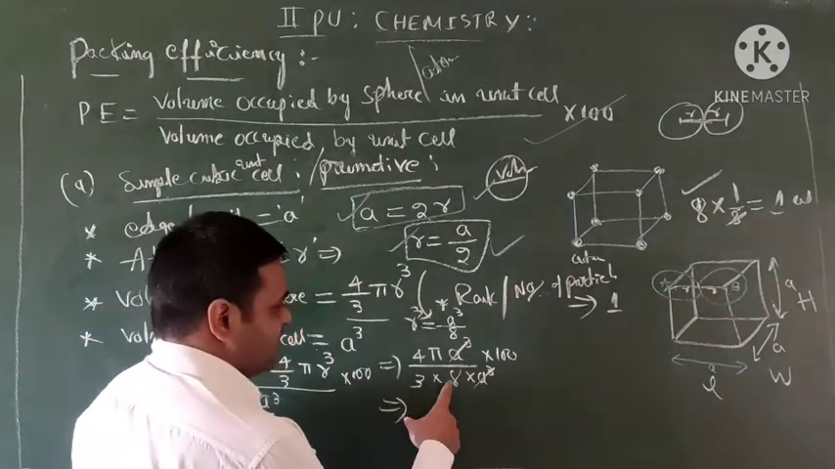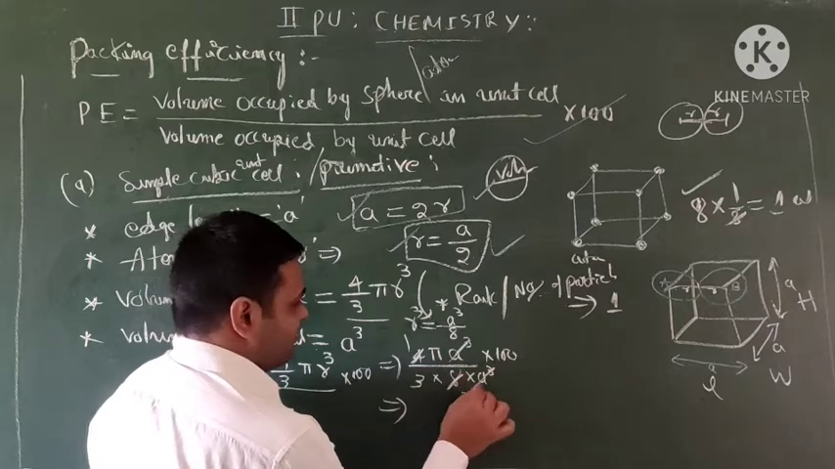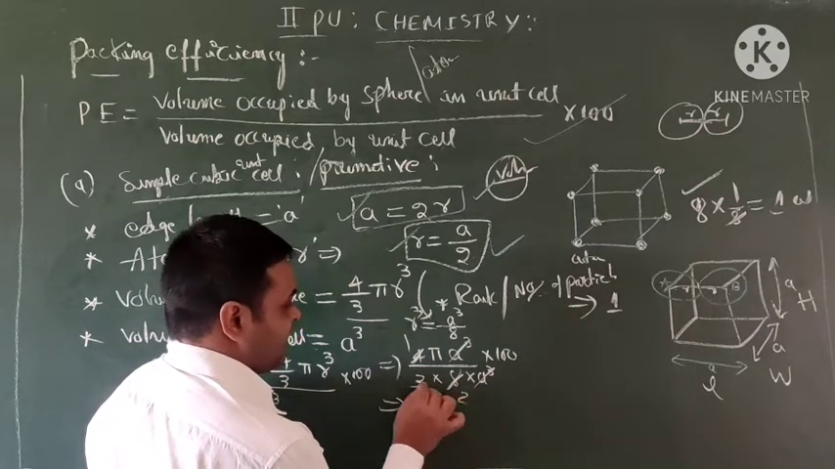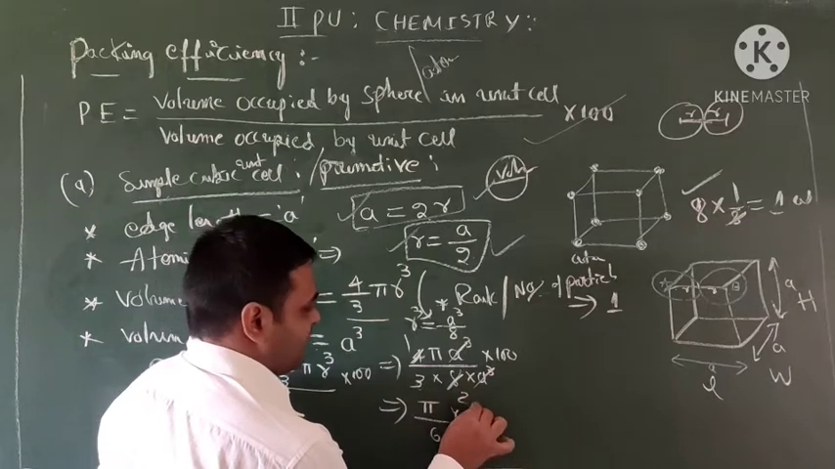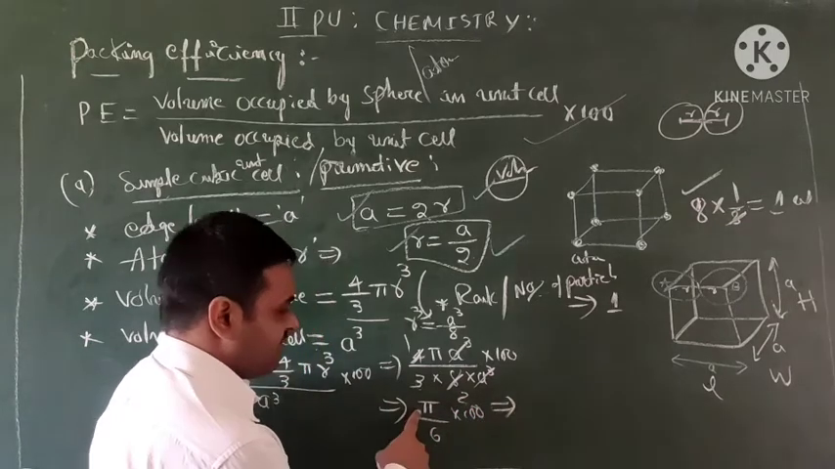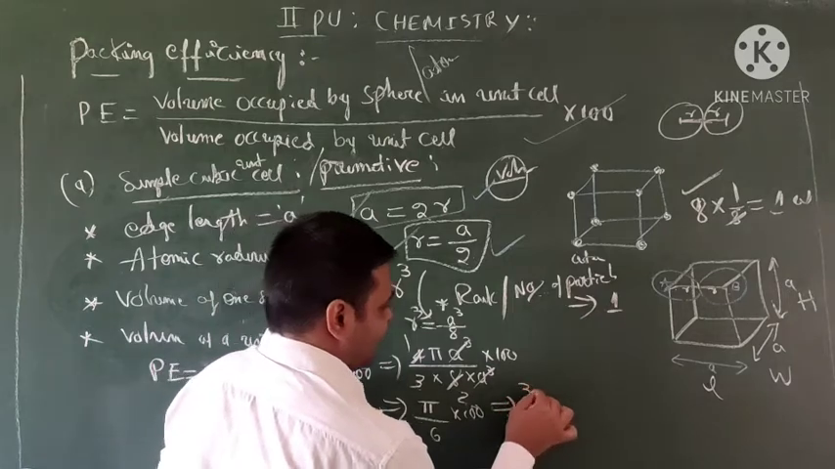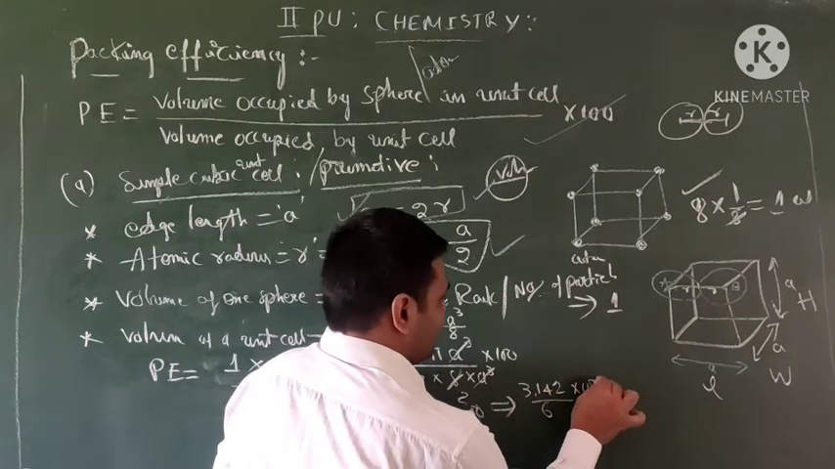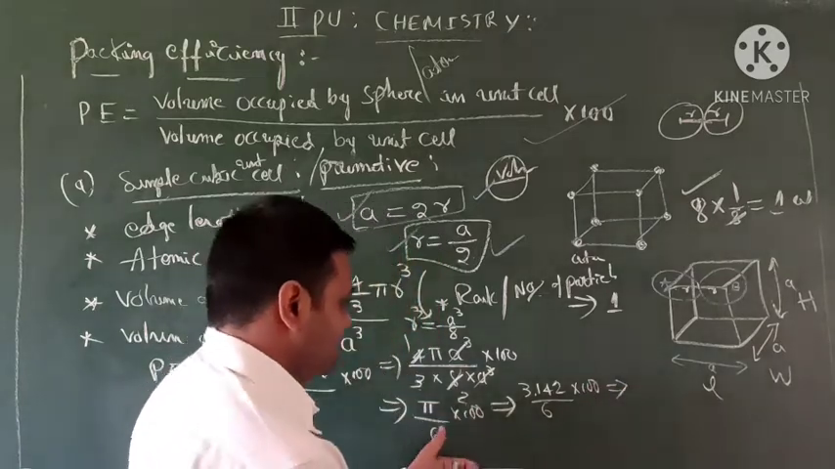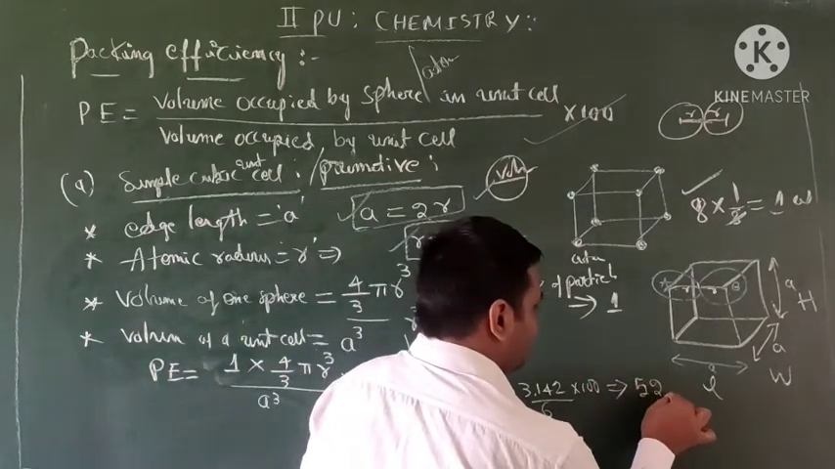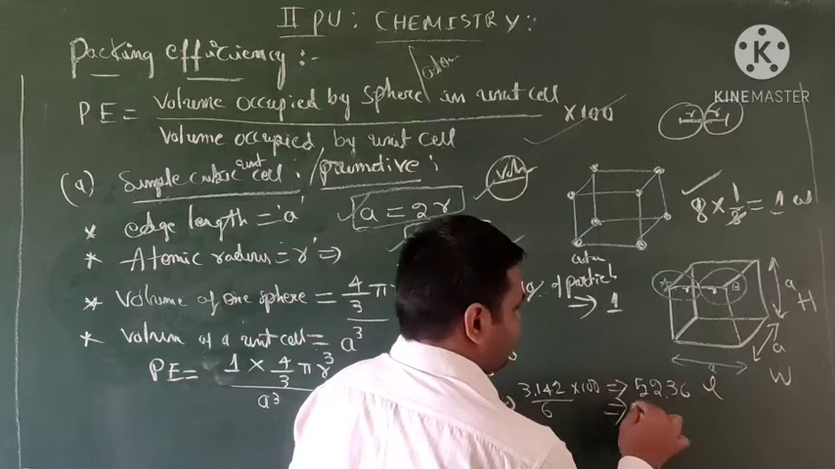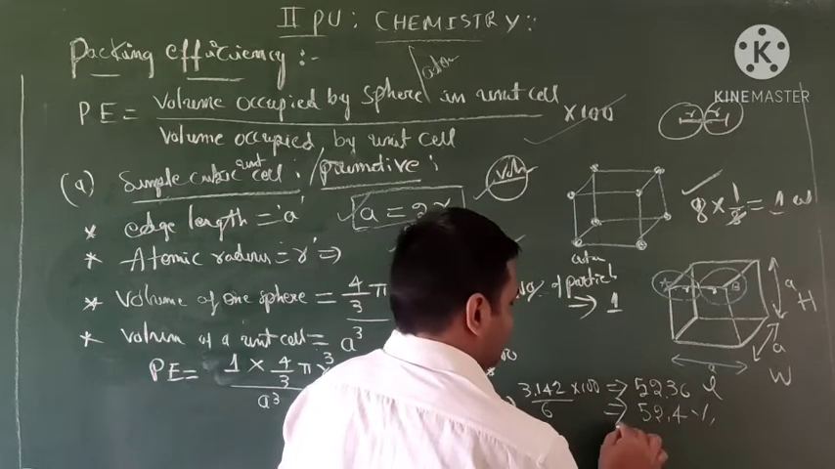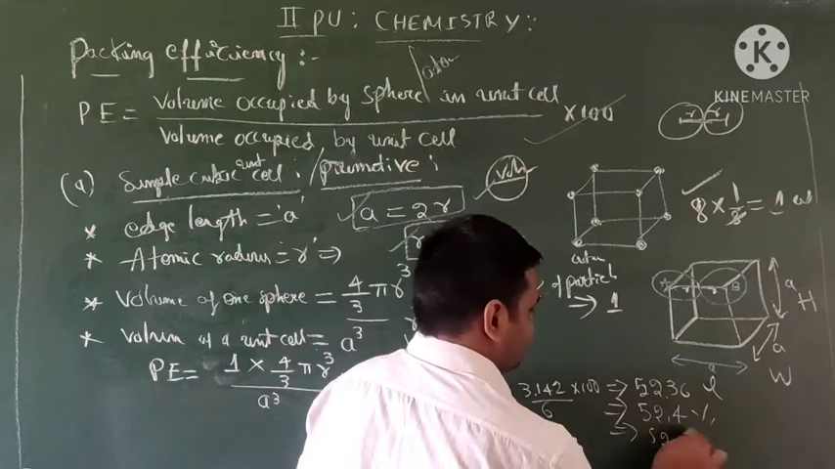Then 4 ones are 4, 4 twos are 8, so it becomes pi by 3 into 6, that is 3 into 2, 6 into 100. The value of pi is 3.142 divided by 6 into 100. You get the value 52.36. In round figures, we get 52.4%, or we call it 52%.